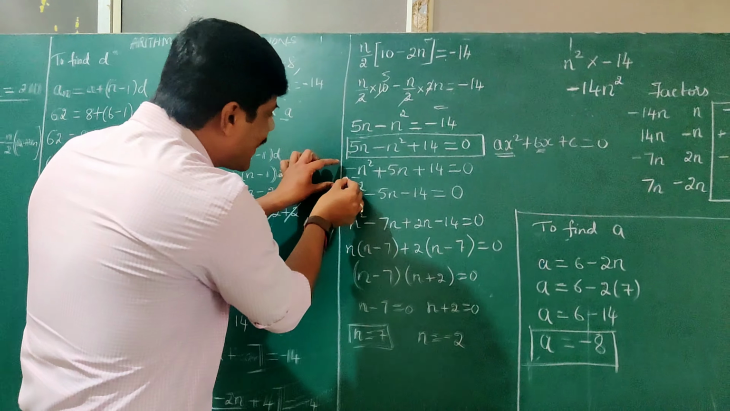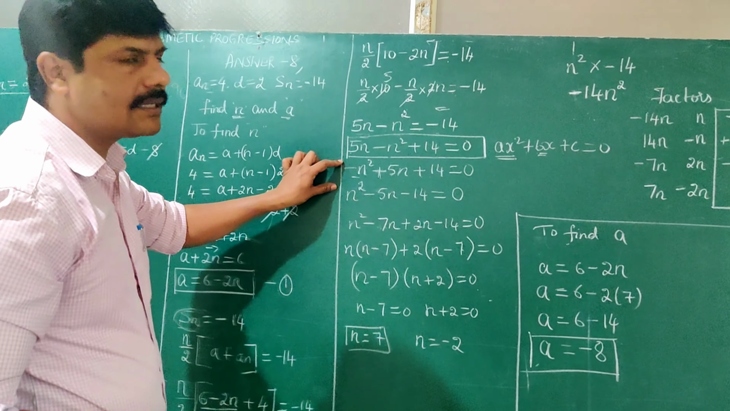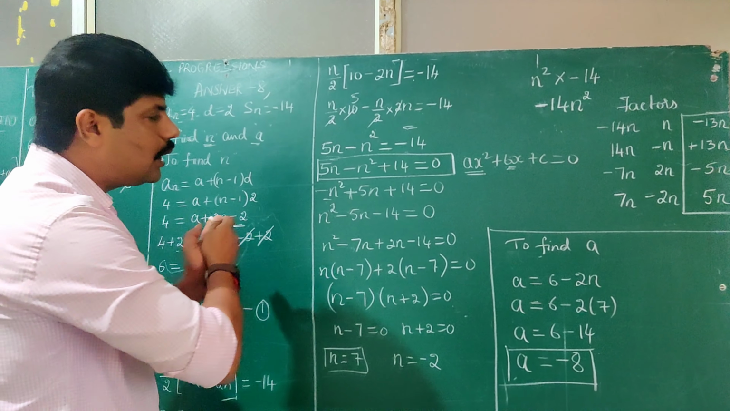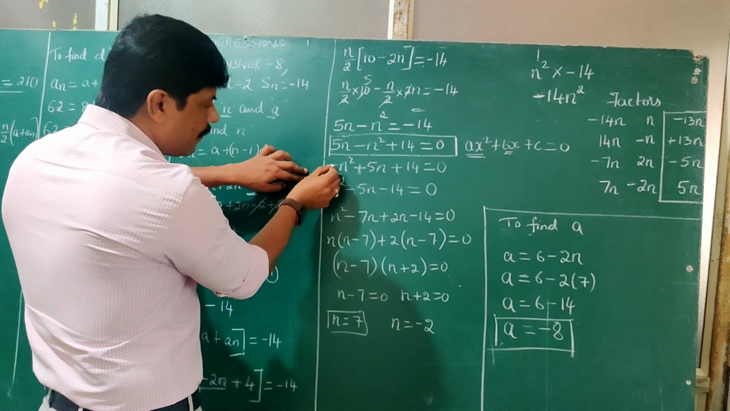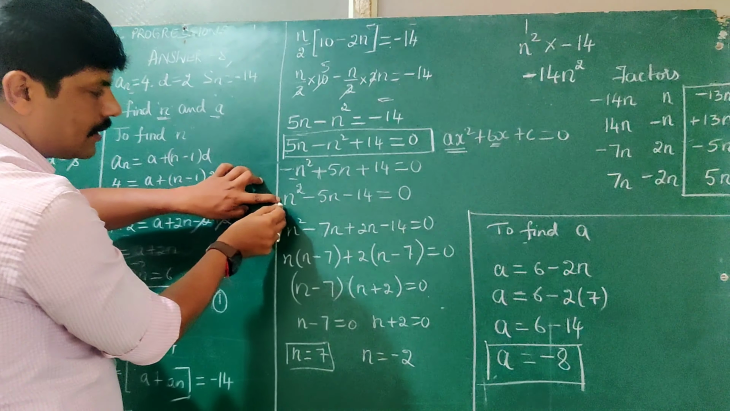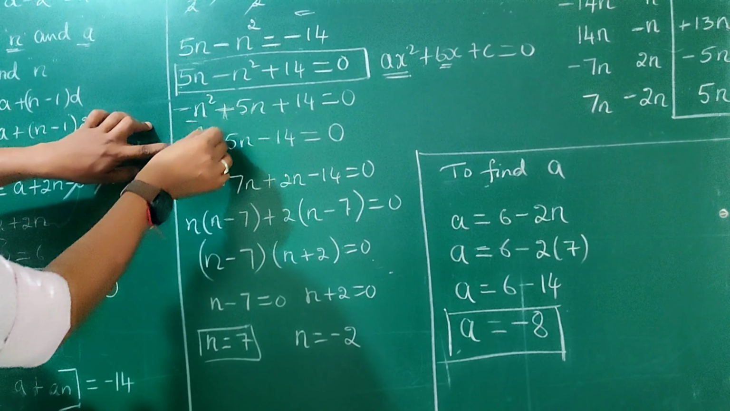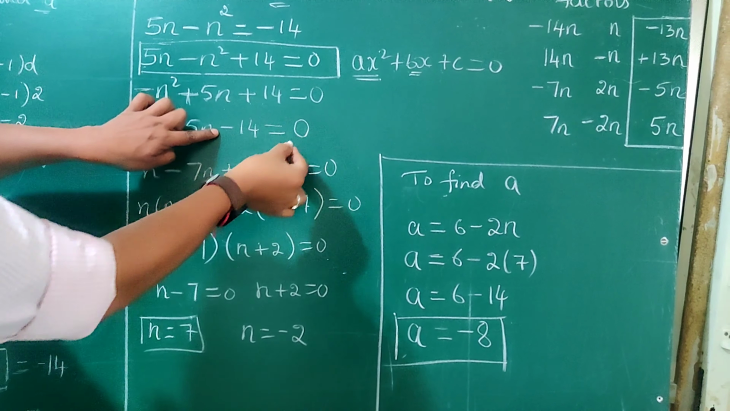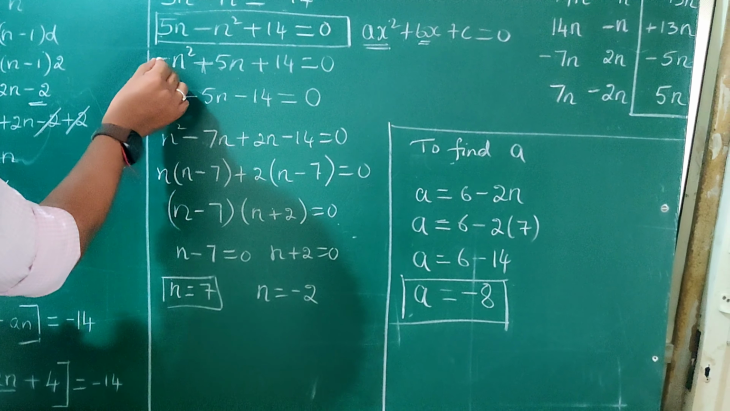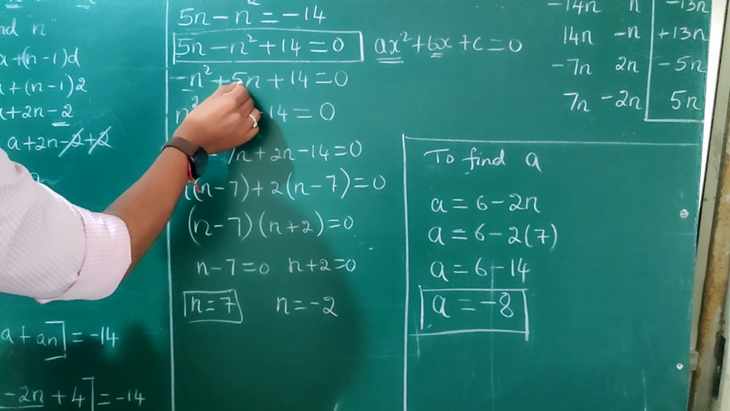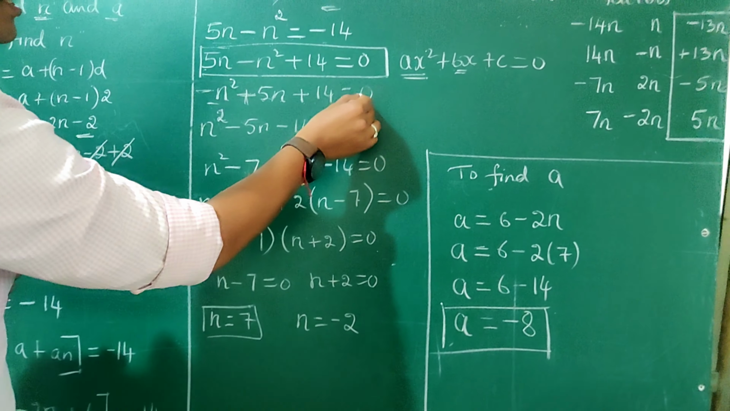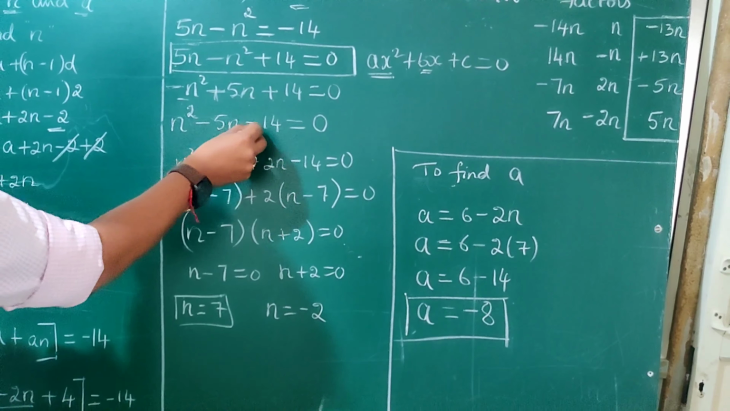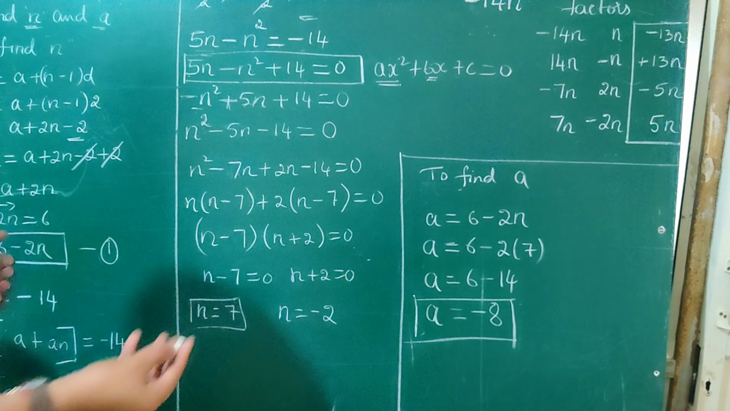Okay. Now since minus is there, we don't want minus in the first term, so we will remove that minus by multiplying the whole equation by minus, so that minus into minus becomes plus, minus into plus becomes minus, minus into plus becomes minus, equals 0. Thus minus n square plus 5n plus 14 equals 0 becomes n square minus 5n minus 14 equals 0.